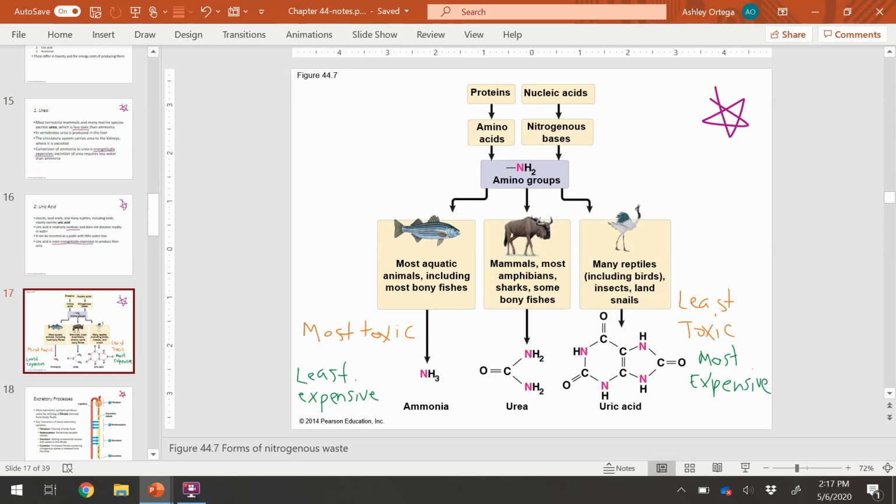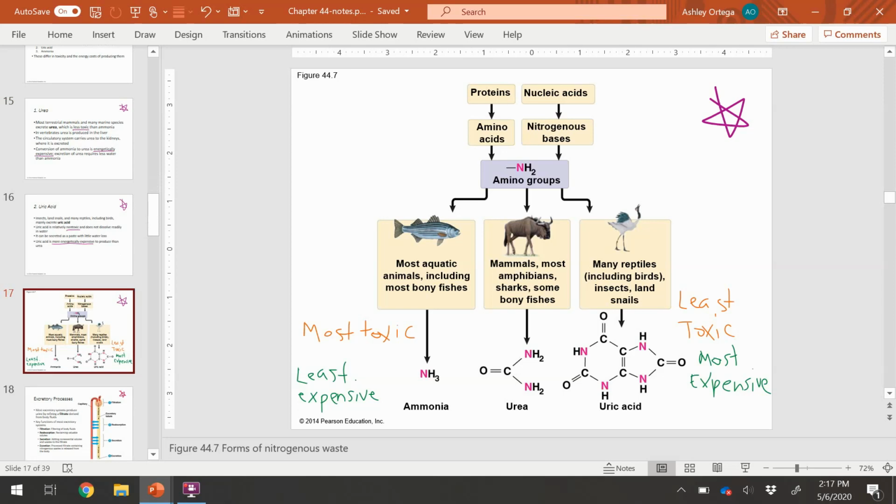And so it makes sense for the mammals and these other animals to produce it, as it's a relatively moderate aspect of both. Then lastly here, uric acid. It's the least toxic, which is good for their environment, but it's also the most expensive to produce. So these reptiles, birds, insects, and land snails have to spend a lot of energy producing it, but in some cases they do not store their waste for very long, and so that makes it worthwhile to make it the least toxic and excrete it after it's made. And so while it takes the most energetically expensive costs, it's worth it for these animals here.